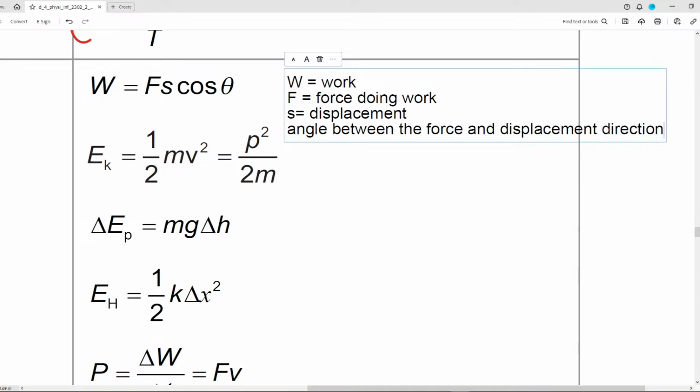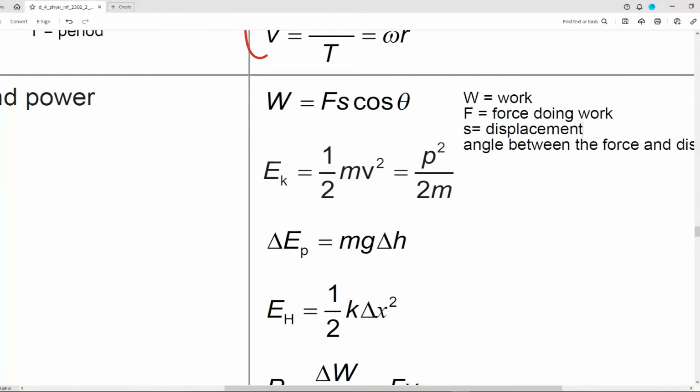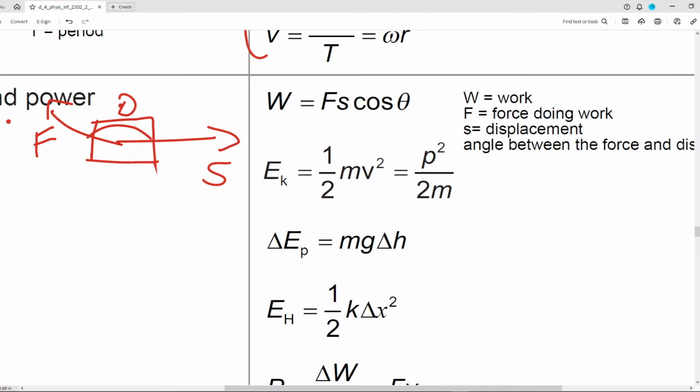So I didn't address this one. Basically, if you have an object, I can't draw it over here, so I'll draw it over on the left. If the object is moving this way, we're just writing S for displacement, and the force is this way, then that angle there is zeta.